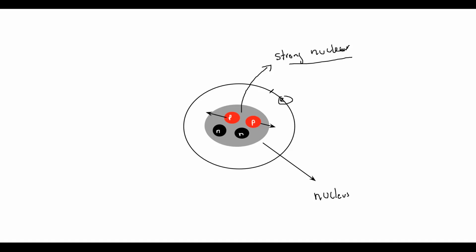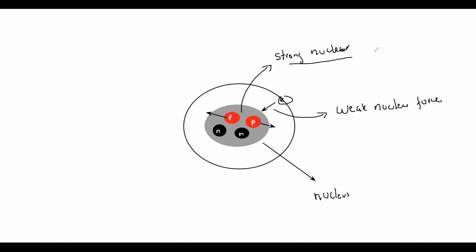Outside the nucleus, the electron is revolving around the nucleus, so the nucleus is attracting this electron as well. But compared to the proton and neutron, the electron experiences a weak force, and the force which the nucleus applies on the electron, we call the weak nuclear force.